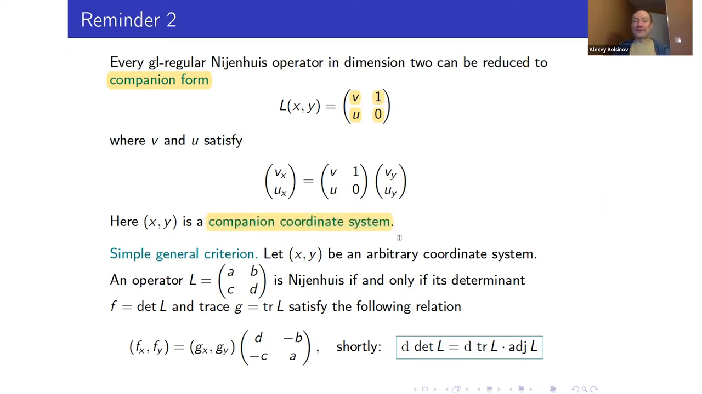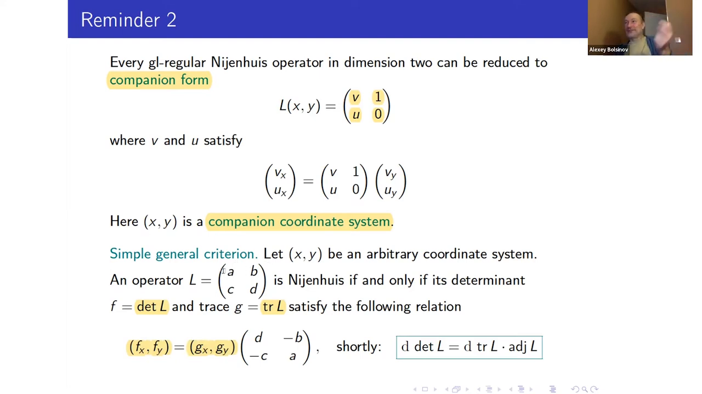And one more formula. Oh no, it's not the magic formula, but it follows from the magic formula. It's a very nice criterion for an operator to be Nijenhuis in dimension two. Take just an arbitrary coordinate system. Then L is the matrix A, B, C, D, where A, B, C, D are some functions of two variables. Take the trace and determinant of this matrix, AD minus BC and A plus D. So we have two functions, and if these two functions satisfy this relation, this is the differential of the determinant, this is the differential of the trace, and this matrix here, you can easily recognize it.